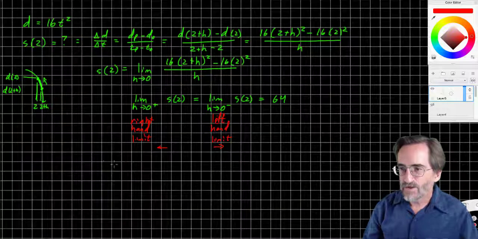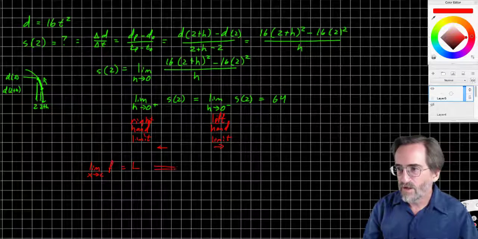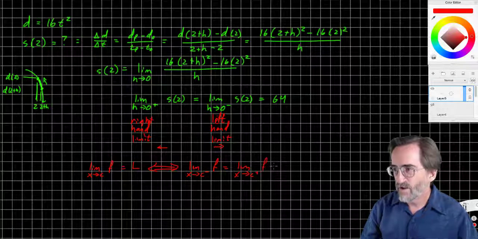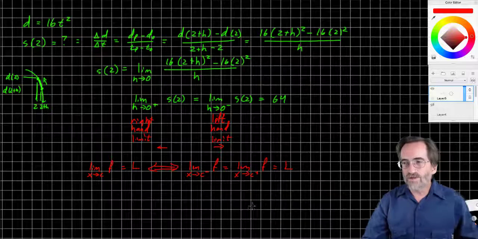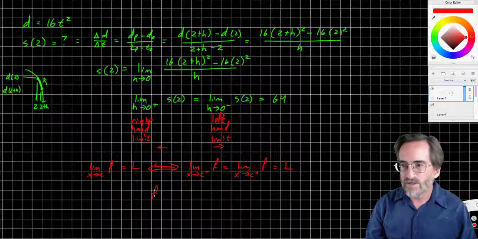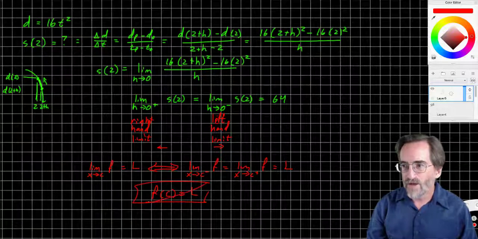All right? And so here's the definition. The limit as x approaches c of f equals L if and only if, so this flows both ways, if and only if this is true both ways: the limit as x approaches c from the left of f equals the limit as x approaches c from the right of f equals L. And notice something that is not part of this definition. It does not require that we plug in c for f and get out L. That is not a requirement.